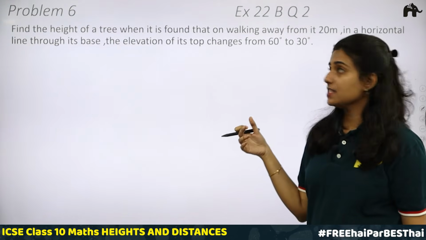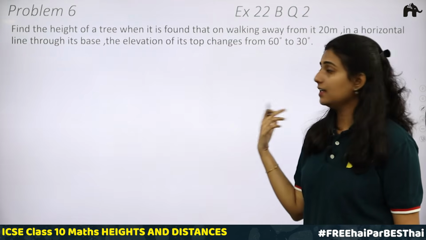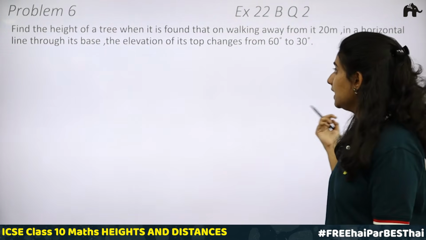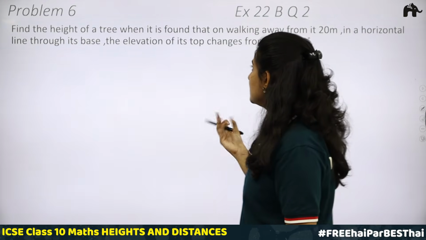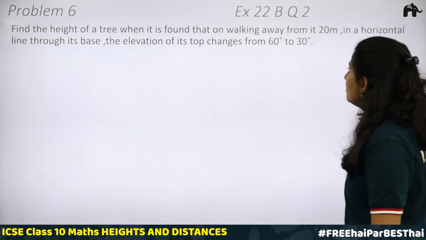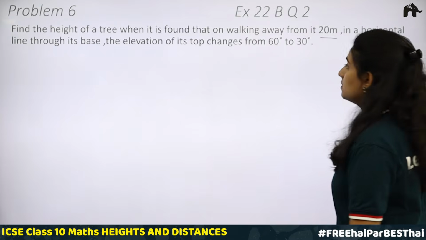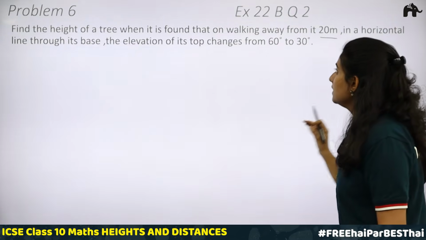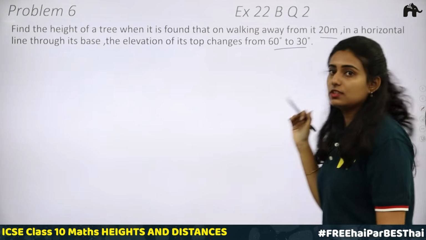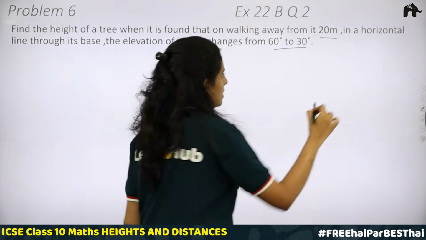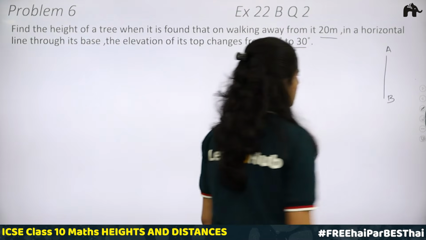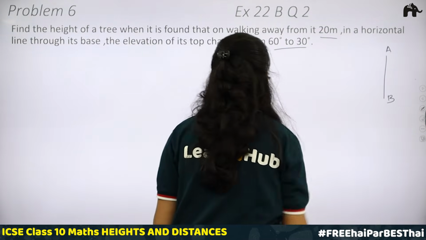Now we'll be solving questions from exercise 22B. Here we have problem 6, question 2 of exercise 22B. Find the height of a tree when it is found that on walking away from it 20 meters in a horizontal line through its base, the elevation of its top changes from 60 degrees to 30 degrees. So here we have a tree. Let the height be AB. Okay, this is the tree.